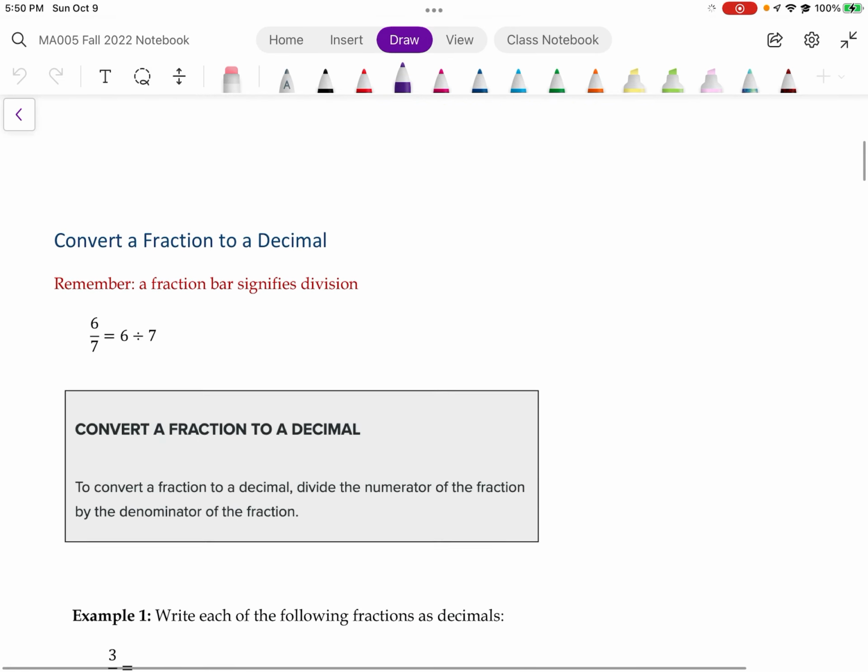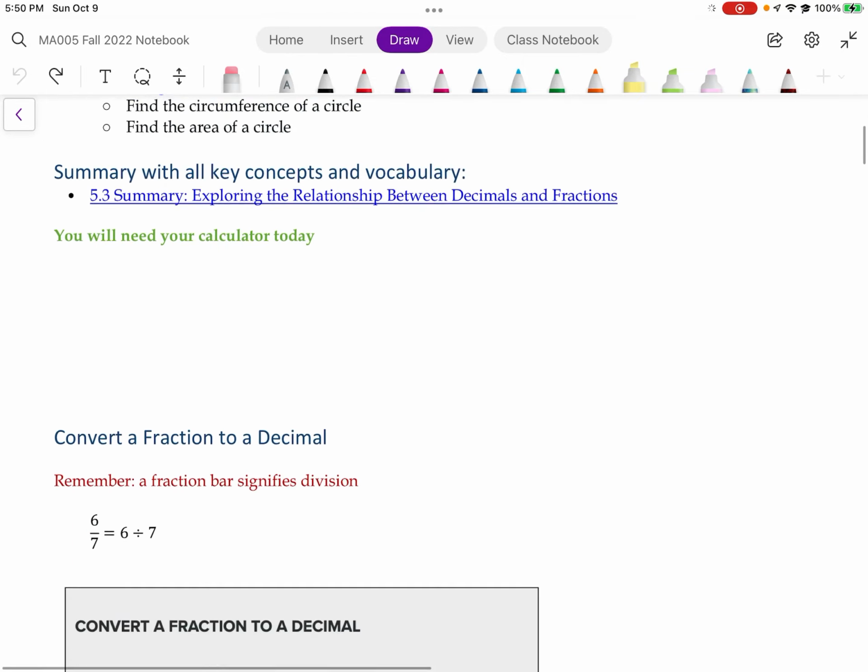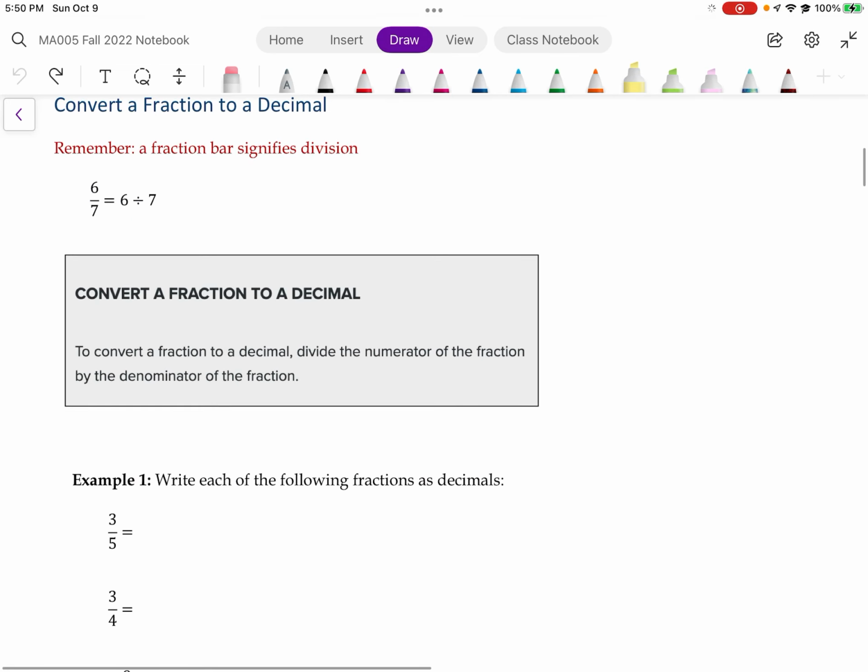All right, so we're going to look first at converting a fraction to a decimal. And the first thing you need to remember before we begin here is that a fraction bar just signifies division, right? So 6/7 is the same thing as 6 divided by 7. So that's really key for you to understand what we're doing here. So all of this just means we're dividing.